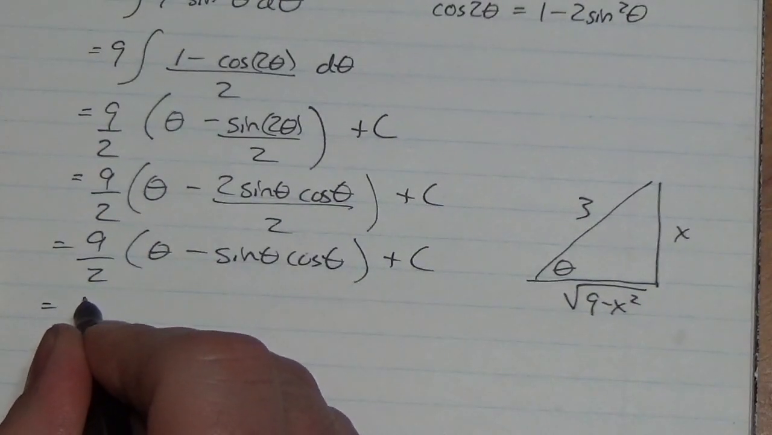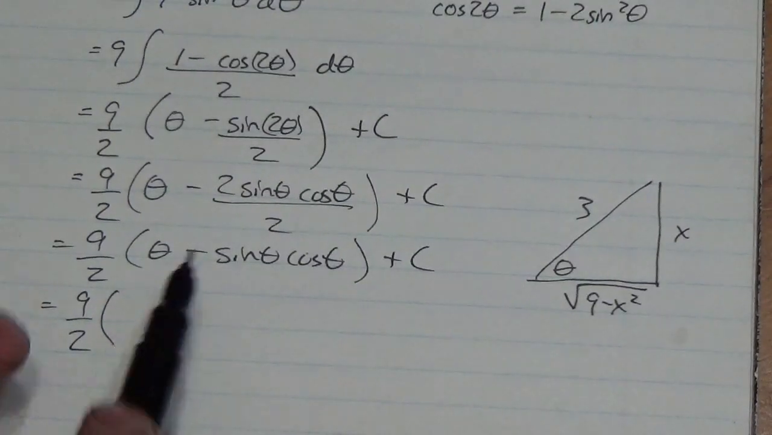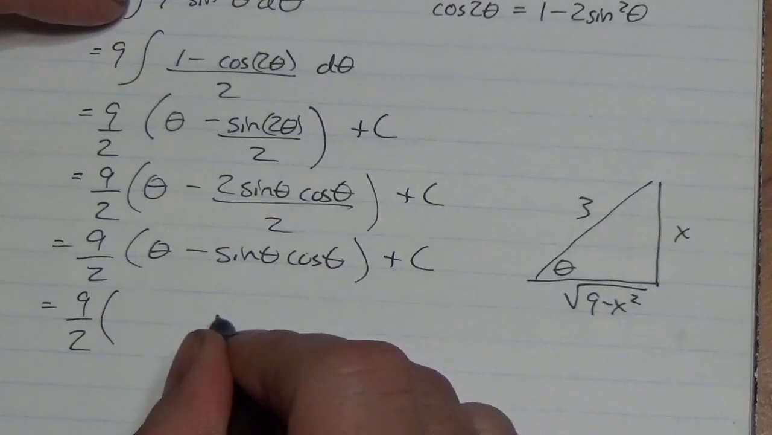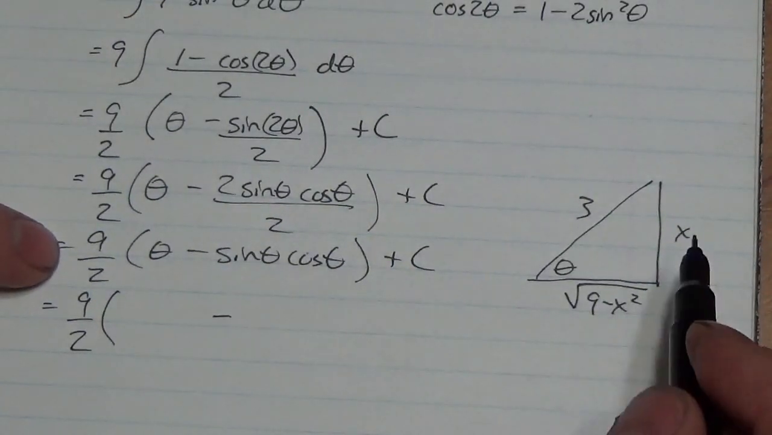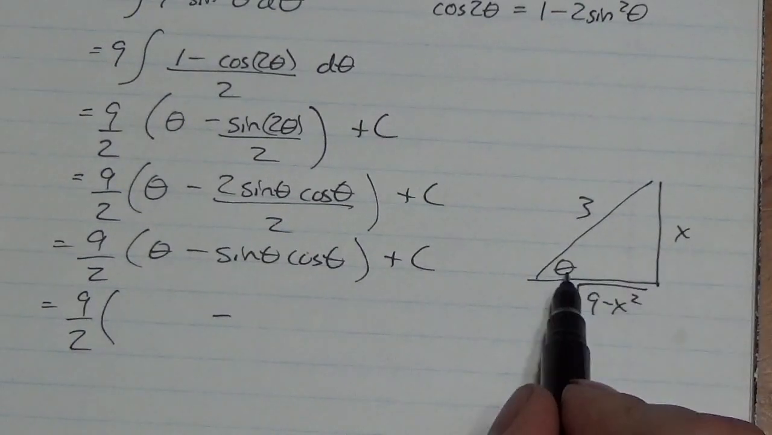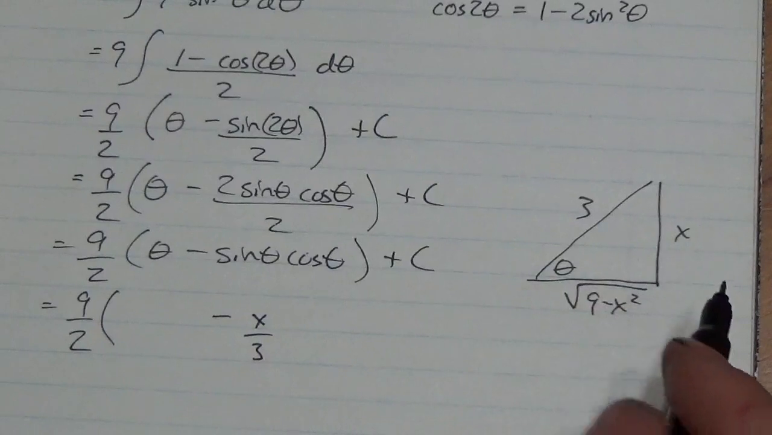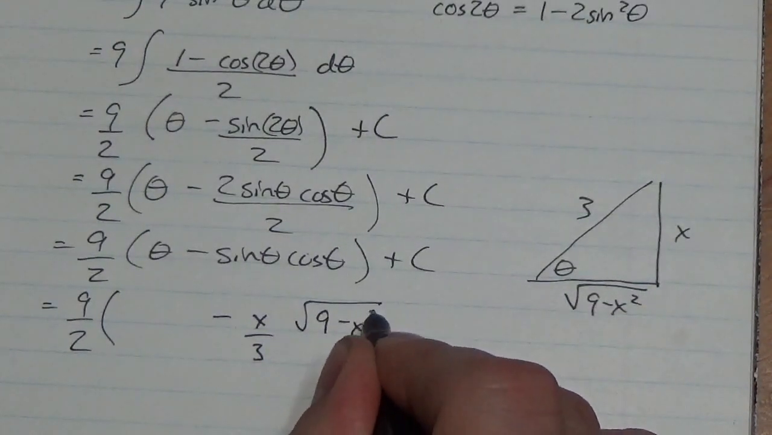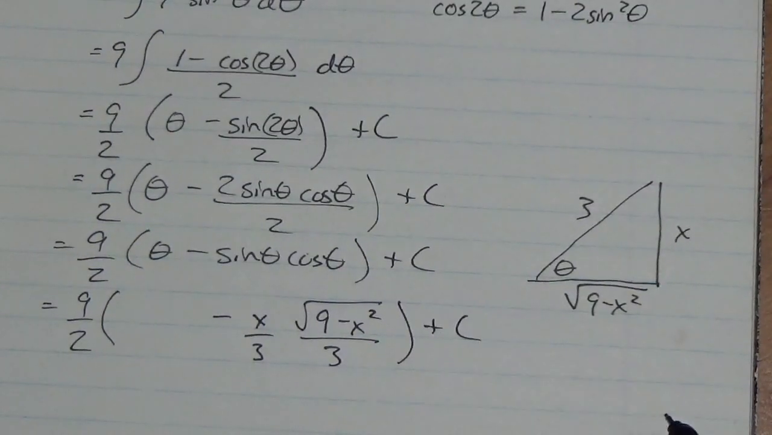So this is going to be 9 over 2. I'm going to leave the theta alone just for a second. And what I'm going to do is come over here and ask, what is the sine of theta? Okay, well, sine of theta, I mean, I already knew this from the beginning. That's x over 3. The cosine of theta is going to be the square root of 9 minus x squared over 3 with a plus c on the outside.